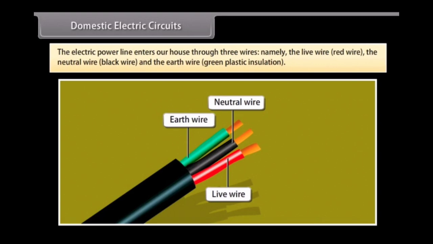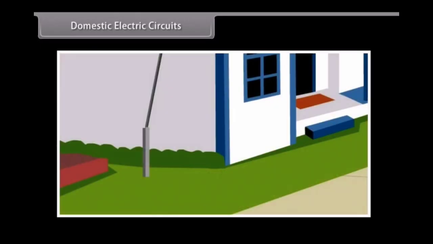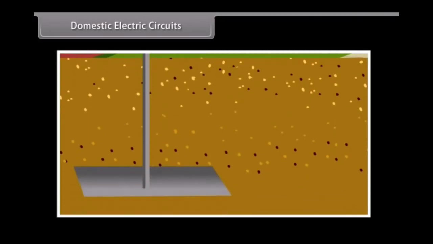The live wire has a high potential of 220 volts and the neutral wire has zero potential. Thus, the potential difference between the live wire and the neutral wire is 220 minus 0, which equals 220 volts. There are different circuits used for different appliances in the house. The earth wire is connected to a metal plate deep in the earth to avoid receiving any severe shock in case of any leakage of current while using the appliances.